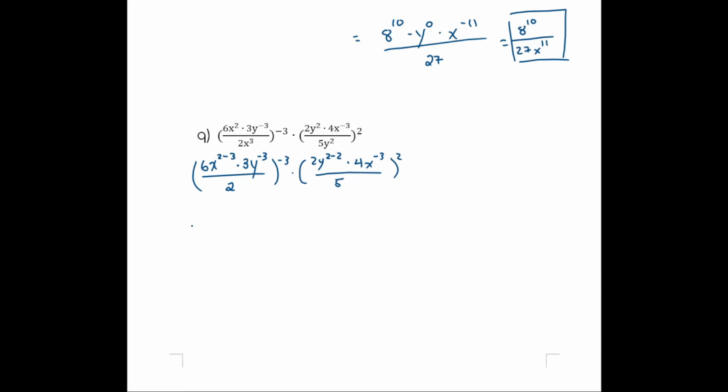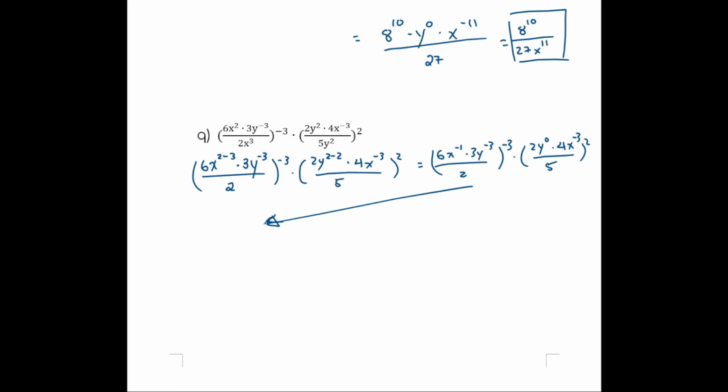All right, so that's going to give me what? That's going to give me 6x to the minus 1 times 3 to the minus 3 times y to the minus 3 over 2, all to the power of minus 3, times 2y to the 0 times 4x to the minus 3 over 5, all to the power of 2. Okay, and let's continue on the next line here.